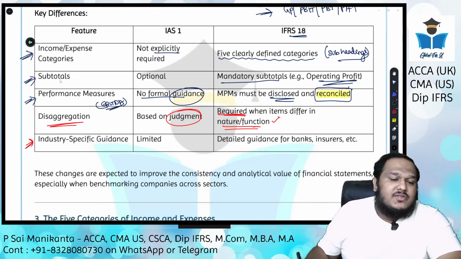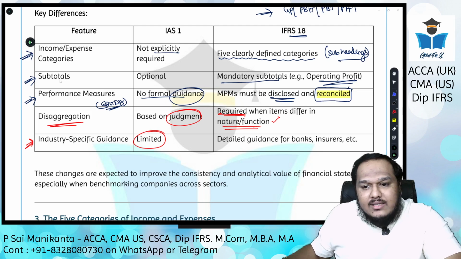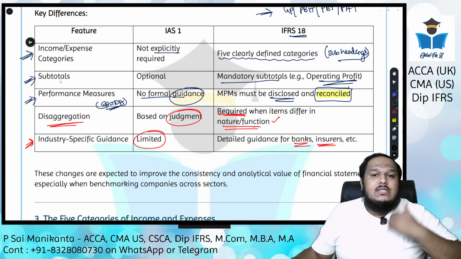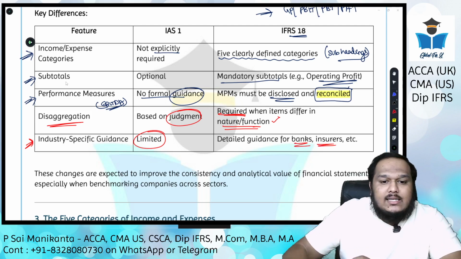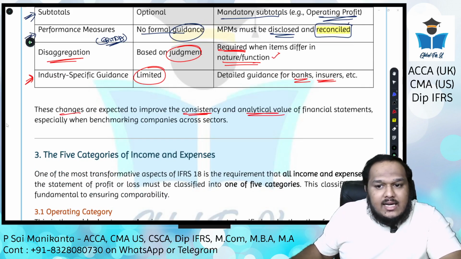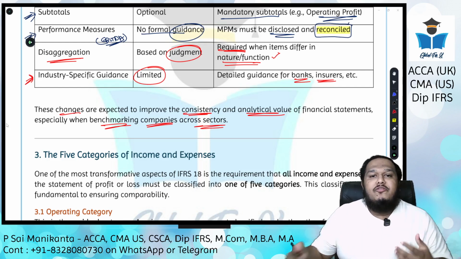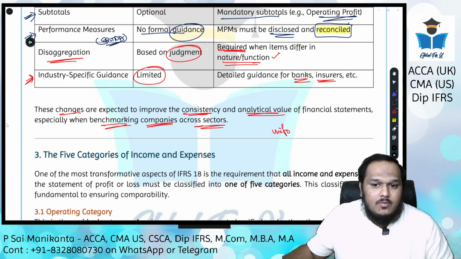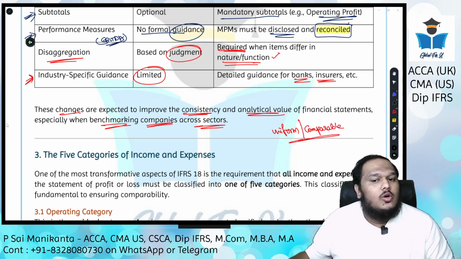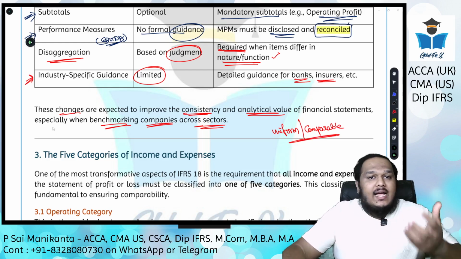Next one, industry specific guidance. IAS 1 had very limited industry specific guidance, but under IFRS 18, for banks, insurance, and all other industries, more detailed guidance is available. These changes are expected to improve the consistency and analytical value of the financial statements. They help you benchmark across companies and across different sectors. So now it becomes more uniform and standardized. Uniform, comparable, standard, whatever you want to call it, right? That is the purpose of introducing IFRS 18 to replace IAS 1.